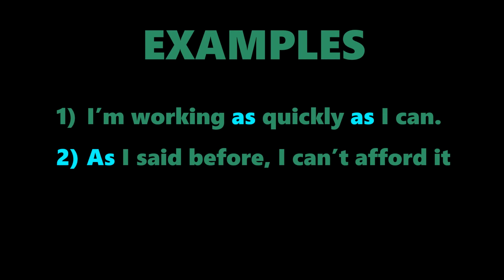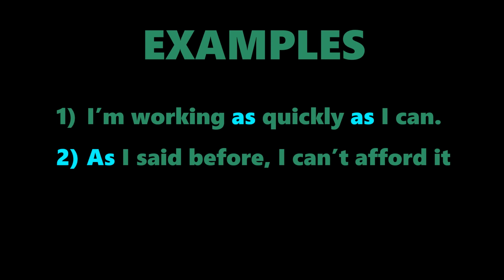So first of all, what I'm going to do is read each sentence again and leave a gap for you to repeat what you hear. So focus not only on the word us or as, not only on that, but try and also follow the pattern, the music of the sentence. So here's number 1, listen and repeat. I'm working as quickly as I can. And number 2 with the strong form, as I said before, I can't afford it.